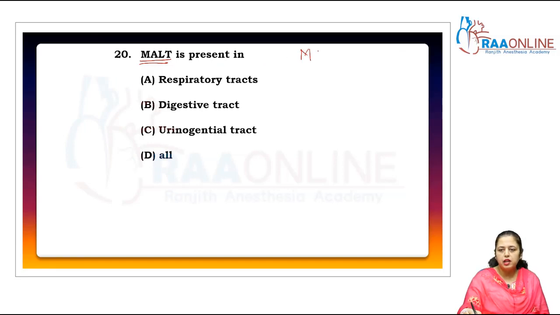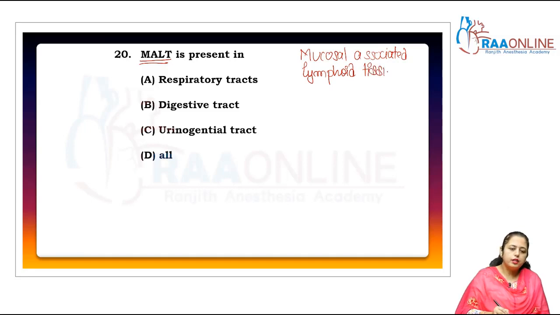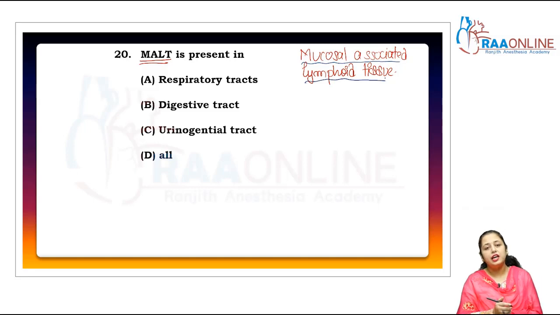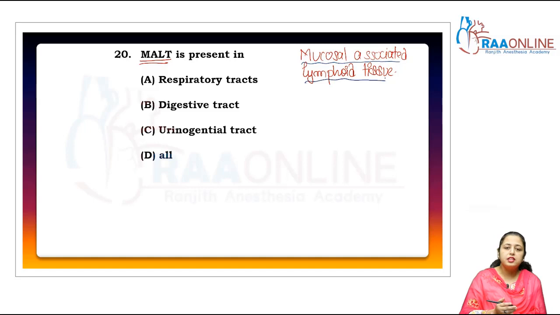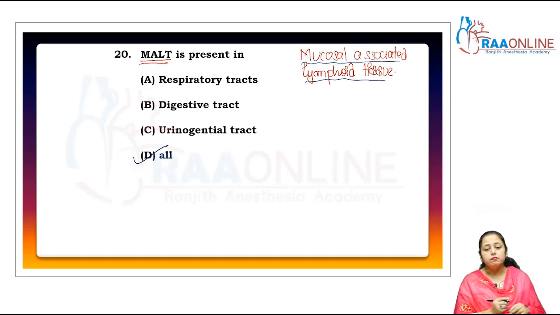MALT, what is MALT? The full form of MALT is mucosal associated lymphoid tissue. This is the lymphoid tissue present within the lining of the major tracts, that is the respiratory tract, the digestive tract, the reproductive tract, or the urinogenital tract. So the answer is D, right? Actually, about 50% of the lymphoid tissue present in the human body is MALT.